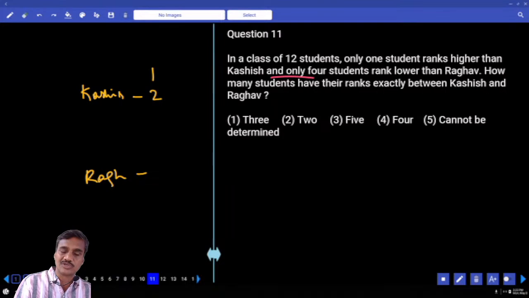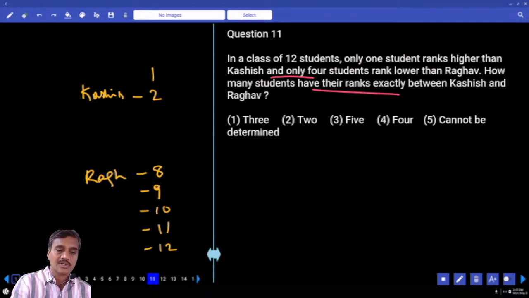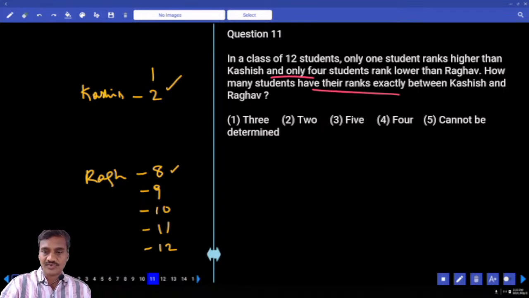If 4 students are below this Raghav, then what is the answer here? 8th person must be here, then 9, 10, 11, 12, 4 persons below this Raghav, isn't it? Then how many students between Kashish and Raghav? Kashish's position is 2nd, Raghav is 8th. In between these two, how many are there? 5 persons: 3, 4, 5, 6, 7. 5, that is choice 3, question number 11.